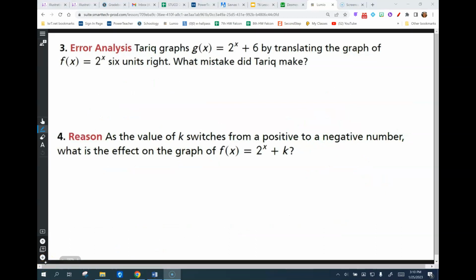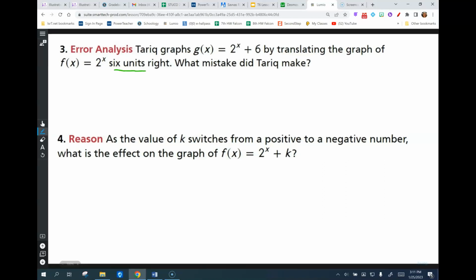So for number 3, error analysis. Tariq graphs g of x is equal to 2 to the x plus 6 by translating the parent function, 2 to the x, 6 units to the right. What mistake did Tariq do? Well, we notice that it's a plus 6. When it's a plus 6, this is going to be up and down. And it's going to be up 6, not to the right 6. So it should have shifted up 6, not right or left.